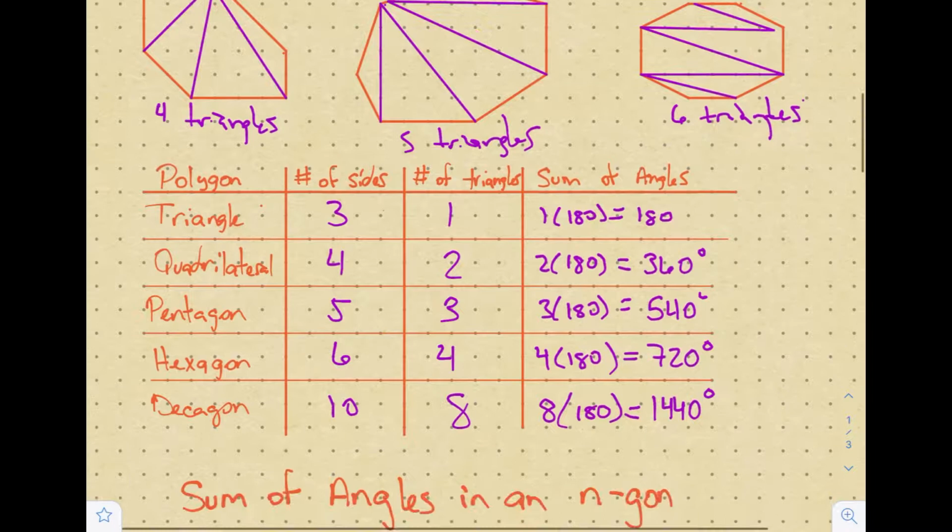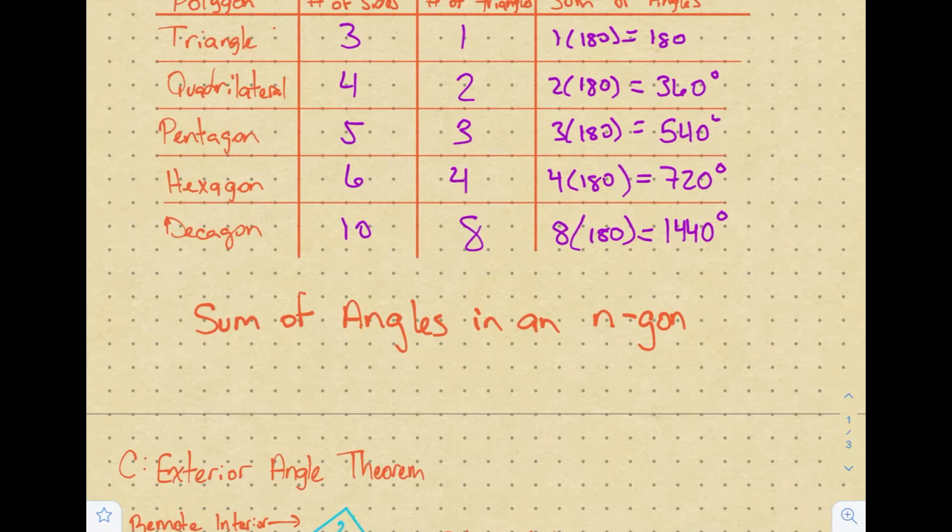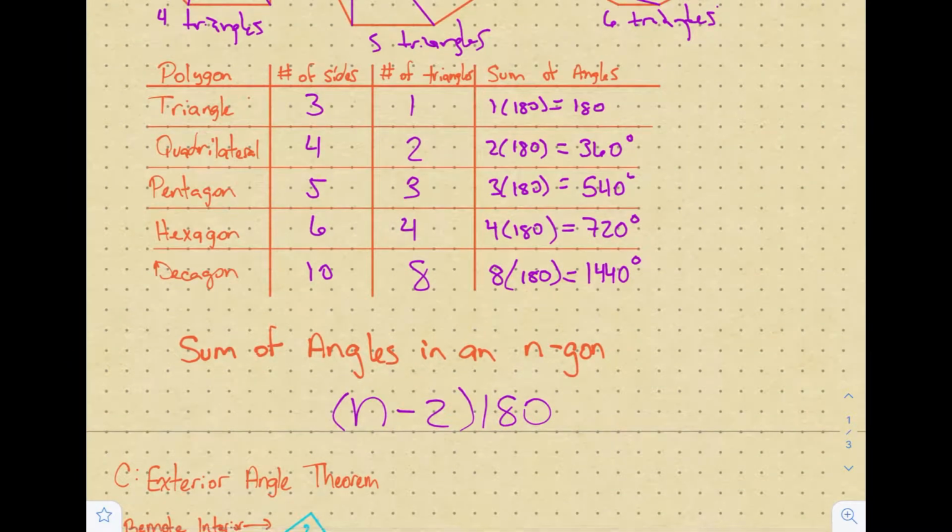So in general, if a polygon has n sides, if it is an n-gon, the sum of all of the angles is equal to n minus 2 multiplied by 180. That'll give you the sum total of all of the angles. So if we know how many sides a shape has, and we know all but one angle, we can find the last angle. Or if all of the angles are in terms of x, you can find the sum and then solve for x.